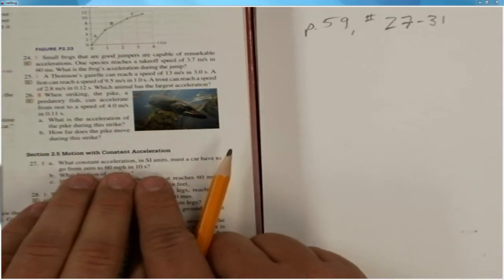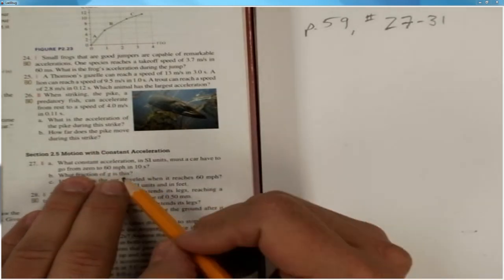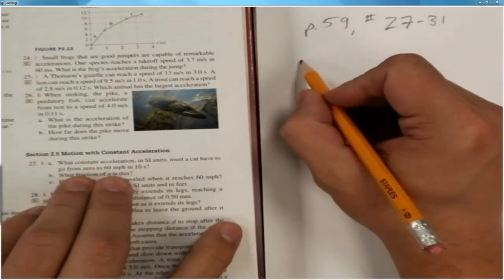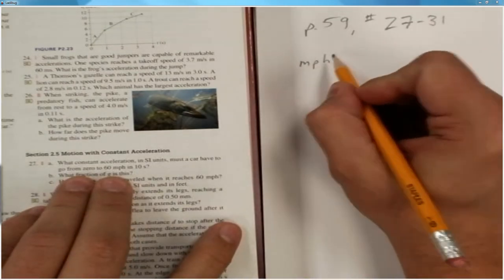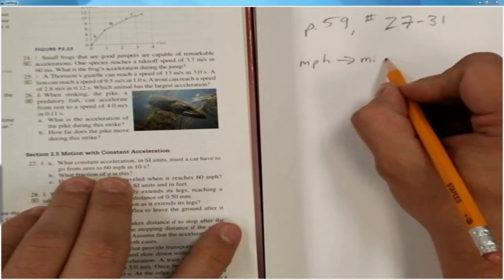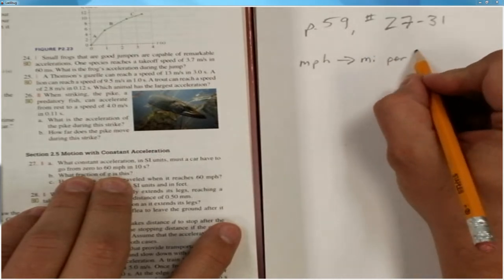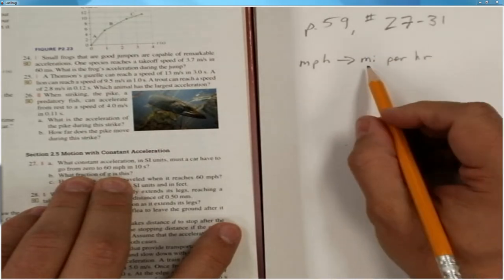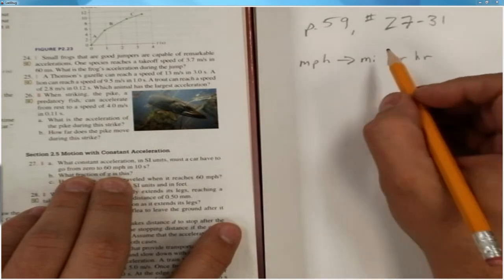Here's what it says. What constant acceleration in SI units must a car have to go from 0 to 60 miles per hour in 60 seconds? So there's a lot of stuff here. First of all, mph means miles per hour. In physics, mi is miles.